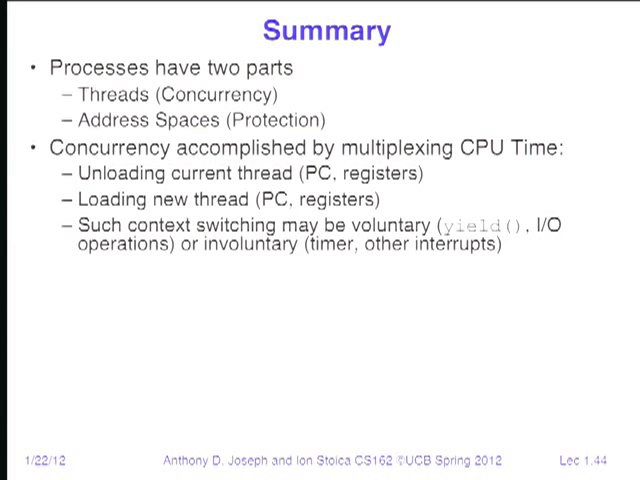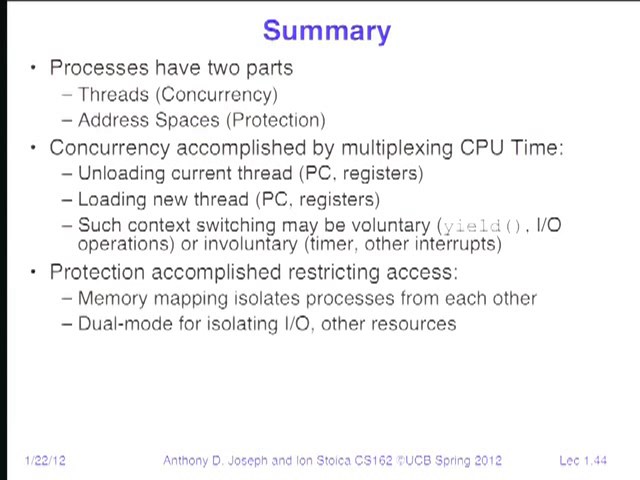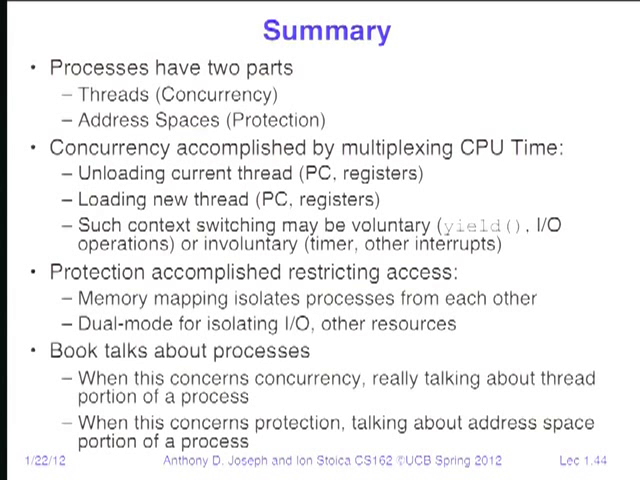Protection can be accomplished by restricting access to memory and by using dual mode operation to restrict access to I/O and other resources. And when the book talks about processes, when they talk about concurrency, they're talking about the thread portion. When they talk about protection, they're talking about the address space portion of a process.